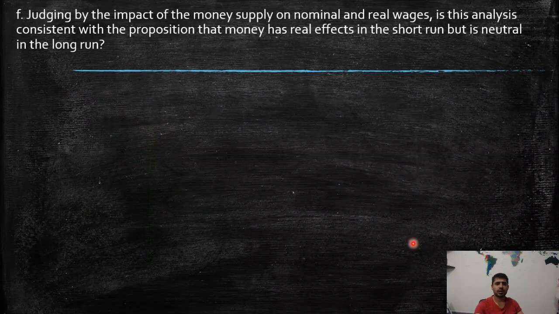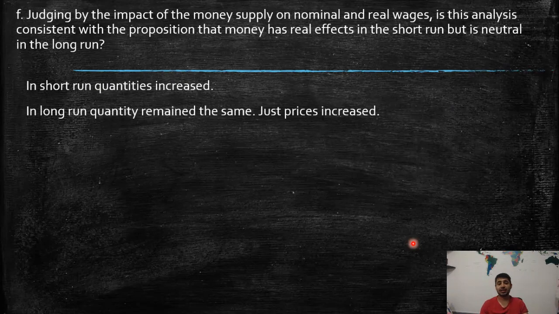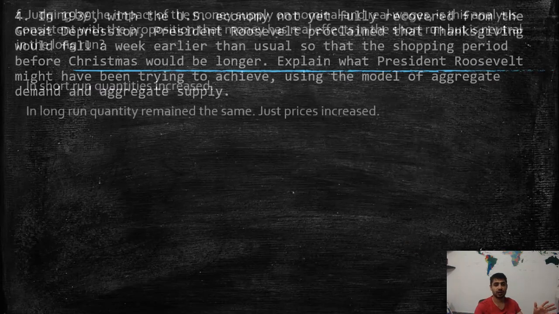Okay, F. Judging by the impact of the money supply on nominal and real wages in this analysis, is it consistent with the proposition that money has real effects in the short run but is neutral in the long run? Well, basically yes. The idea is that in the short run the quantities increased, but in the long run the quantities remain the same. Just inflation was provided in this economy.